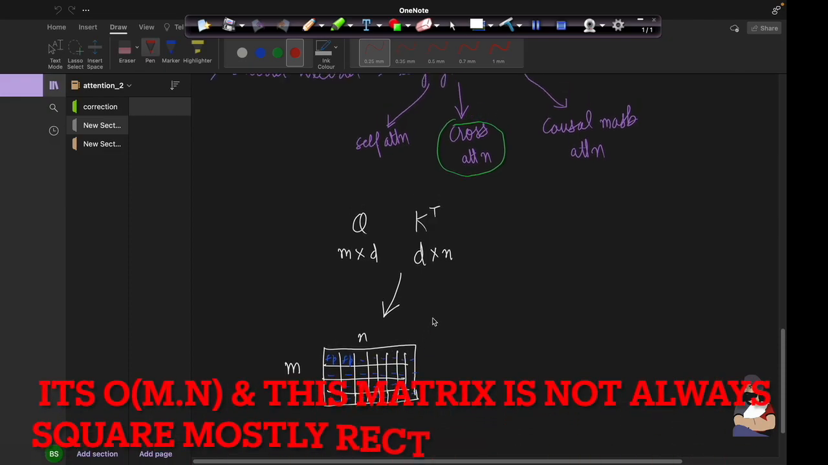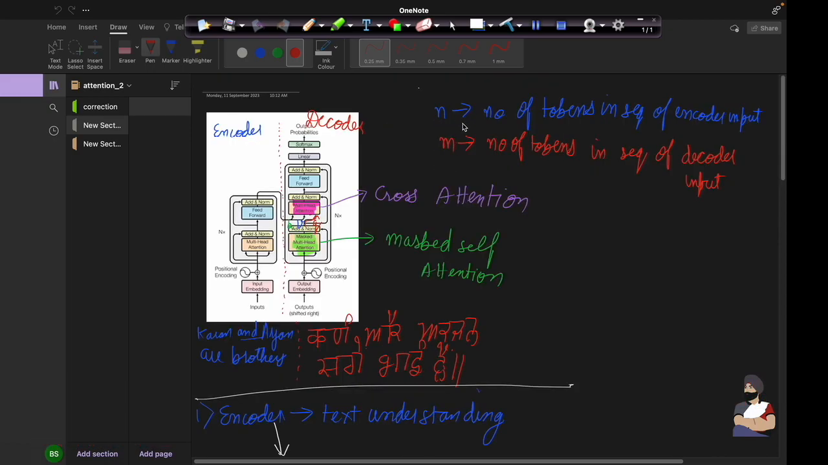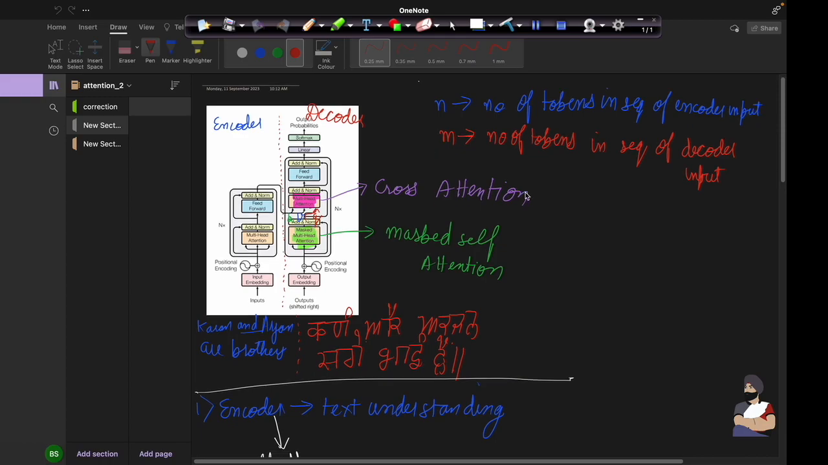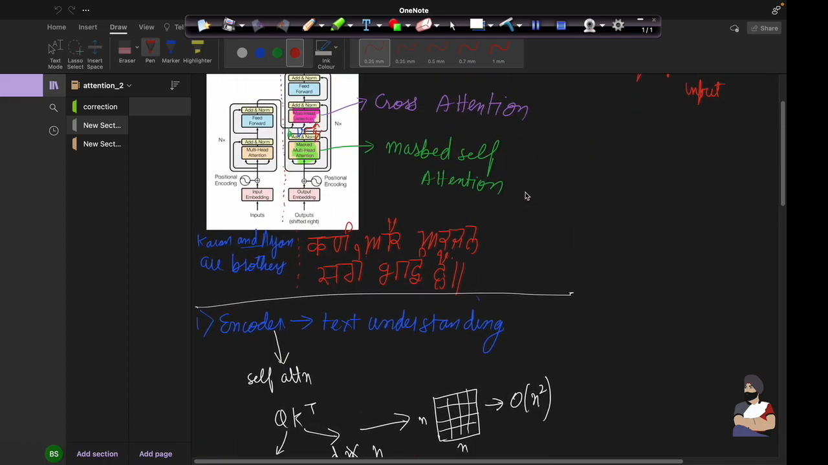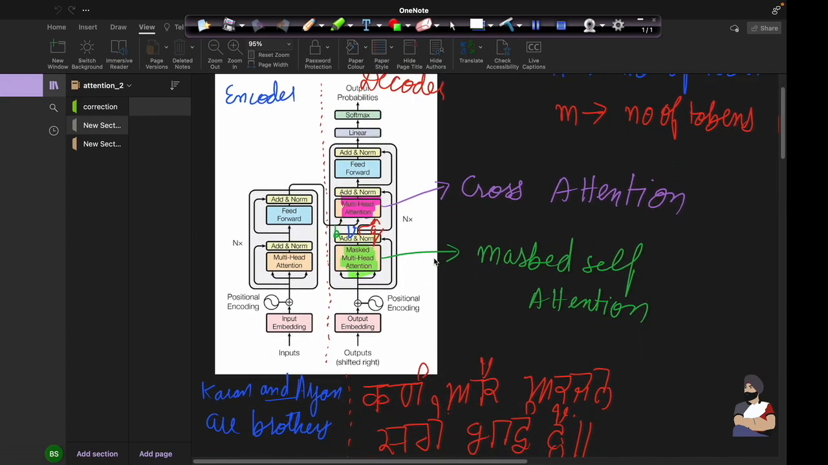In this case the time complexity is order of m comma n, where n is the number of tokens in the encoder input and m is the number in the decoder input. So this is how encoder decoder functions. Now let's talk about the encoder decoder architecture on the whole.